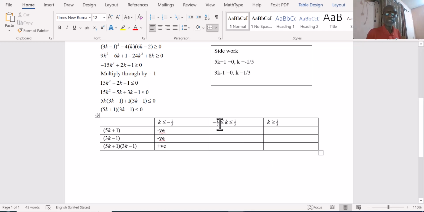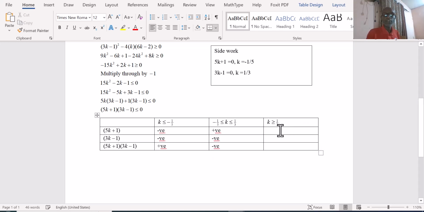So we move here, between minus 1 over 5 and 1 over 3. Let's say we pick 0. It's still within that range. So 5 times 0 plus 1 will give us plus 1. So we just move this time. We don't need the value. It's plus. So 3 times 0 is 0. Minus 1 will still give us minus. So the product of the two will give us minus. So I'll put minus here.